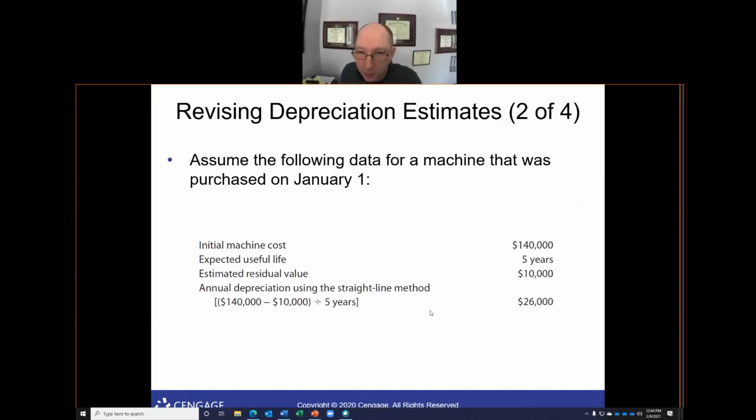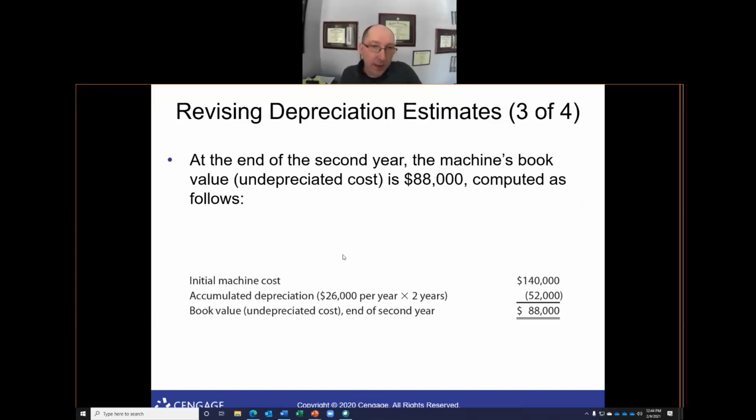Here's an example. I have a machine that costs $140,000. The expected useful life is 5 years. Estimated residual value is $10,000, and I use straight line. Straight line gives me $26,000 per year. That's initial cost minus the residual value divided by useful life. Now, let's say, I figure out my book value.